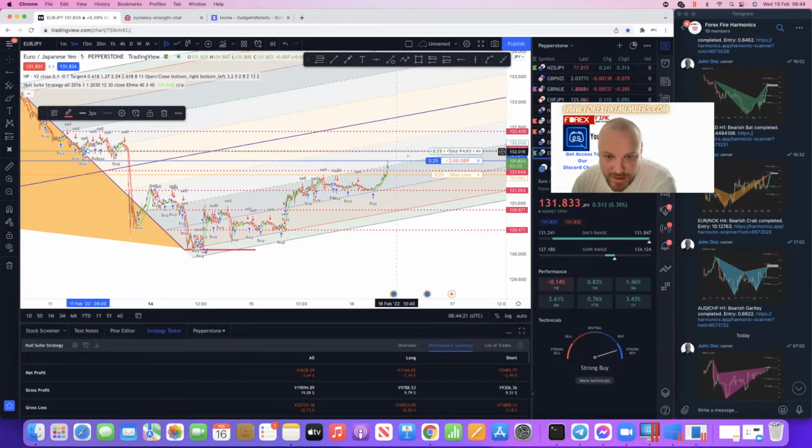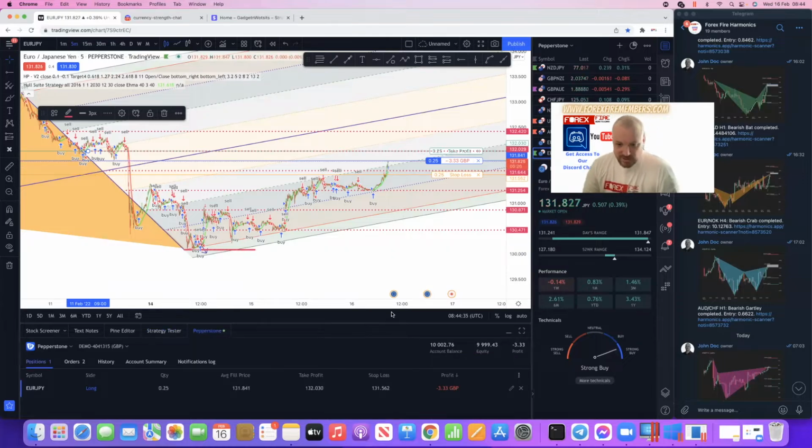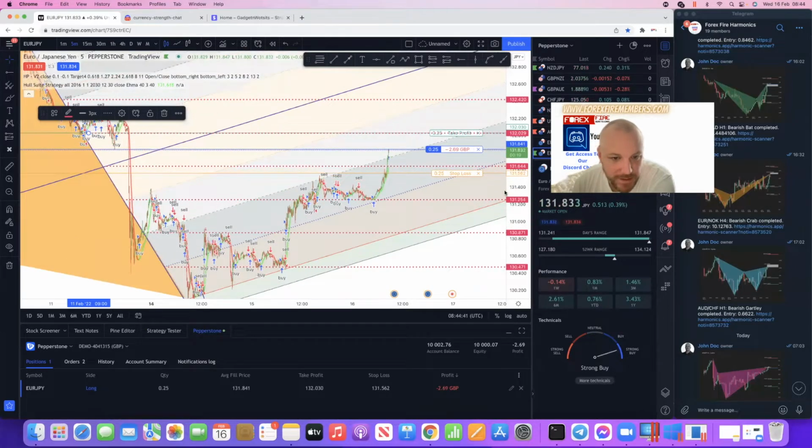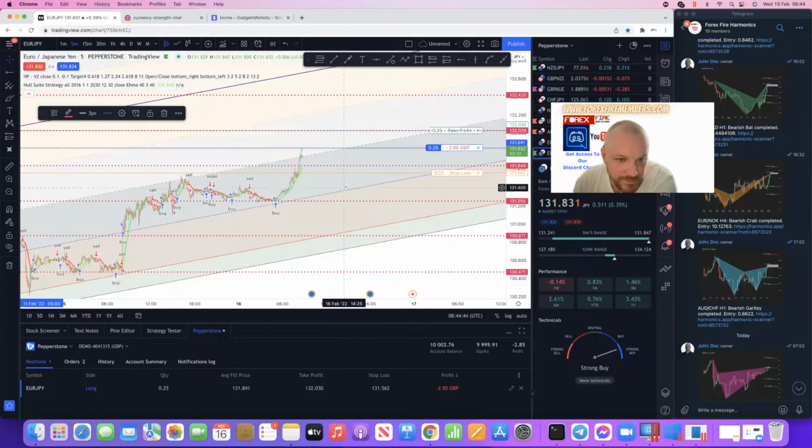As we go towards this, depending on how strong the push is, I might extend the take profit up to the next area, bring the stop loss to just above the break even in case there's the reverse. But at the moment, we're in a little bit of drawdown, but that's not too bad. We're going to live with that. But we are on a strong buy here.